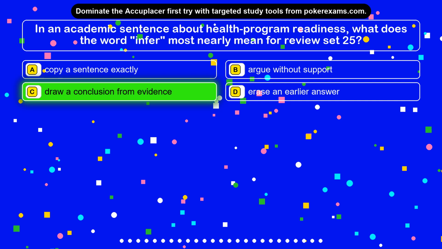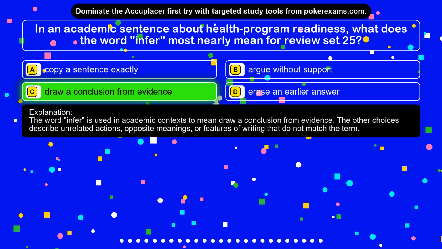The correct answer is option C. Draw a conclusion from evidence. The word infer is used in academic contexts to mean draw a conclusion from evidence. The other choices describe unrelated actions, opposite meanings, or features of writing that do not match the term.